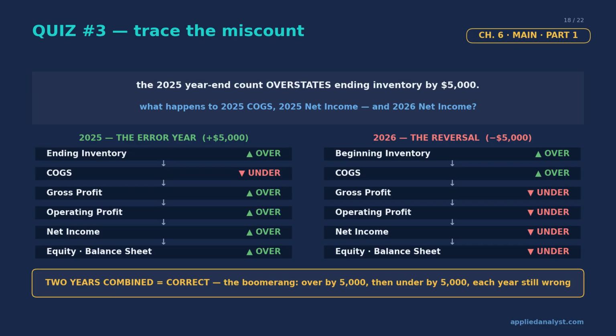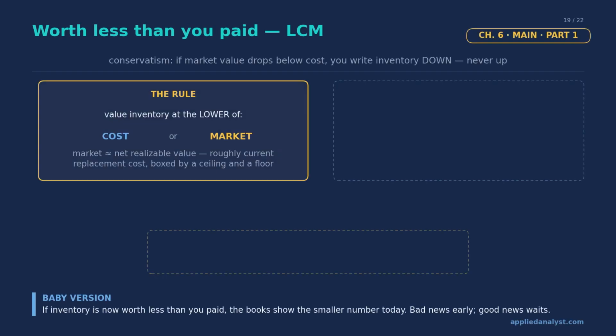Alright, one last idea, and it's the one rule powerful enough to override every method you just learned. Even after you've picked FIFO or LIFO, this rule can step in and change the number. Let's meet it. So, the override. One principle sits above whatever cost flow method you picked and can overrule it, lower of cost or market, driven by conservatism. You value inventory at whichever is lower, cost or market, where market is basically net realizable value, roughly current replacement cost, boxed between a ceiling and a floor.